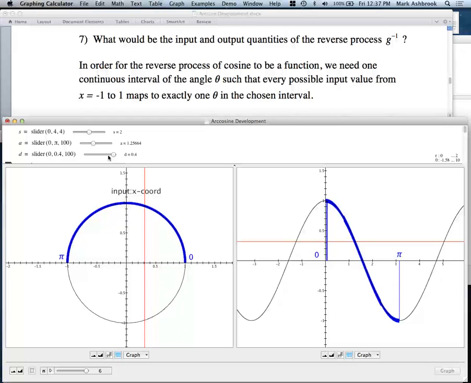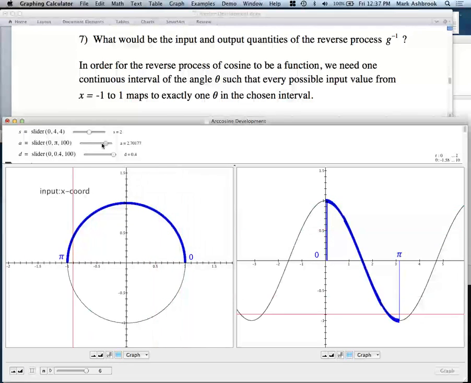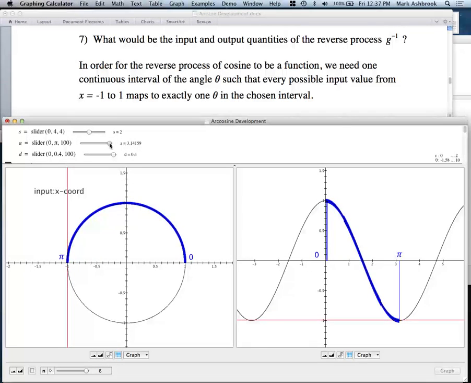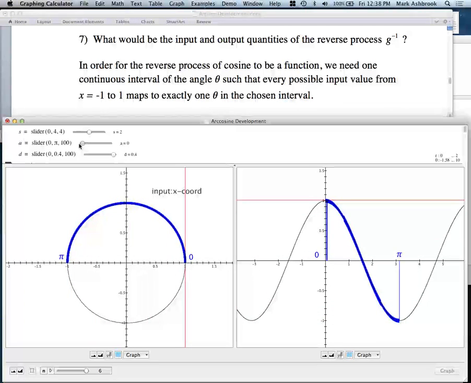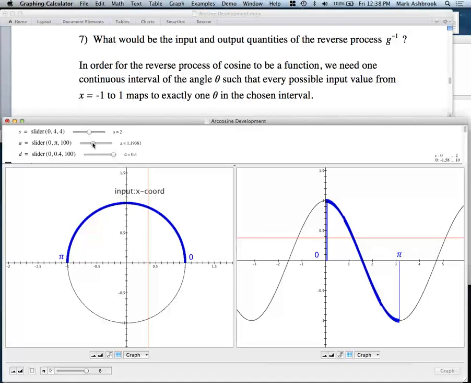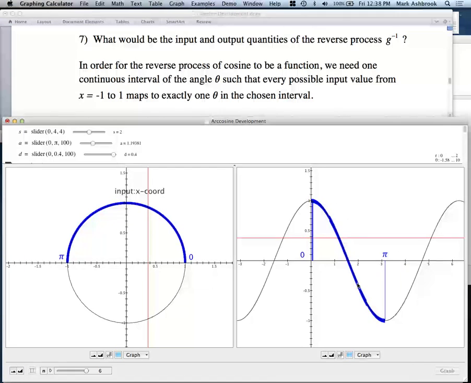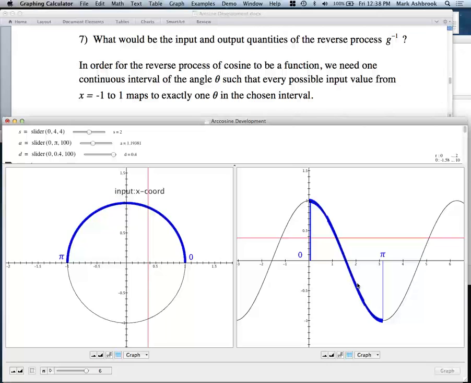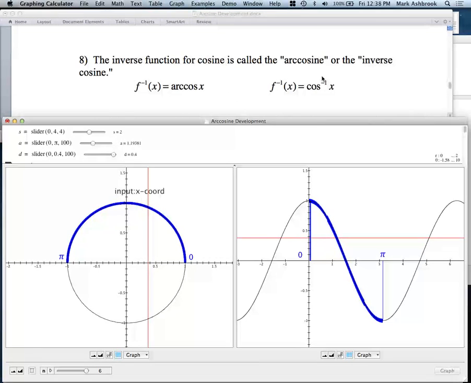Because we want an interval of angles such that every input from what? What are our possible inputs? From what to what? -1 to 1 are our possible inputs. So for any input that we choose, we want to get just one angle. And so we pick the top half of the circle, or over here, the interval from 0 to pi gets us just one angle for every x-coordinate from -1 to 1. Okay? So you practice.